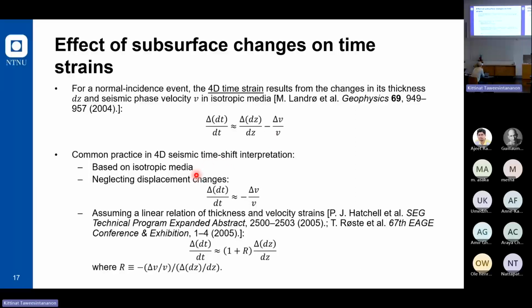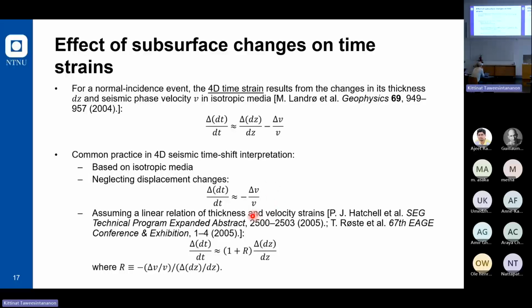Common practice in 4D seismic time shift interpretation is first to assume that we work on isotropic media, not anisotropy. And the second is to try to neglect displacement change. That means we assume that the thickness change, or thickness strain, is very small. And then we can link directly the time strain and the velocity strain. But that's not really the case.